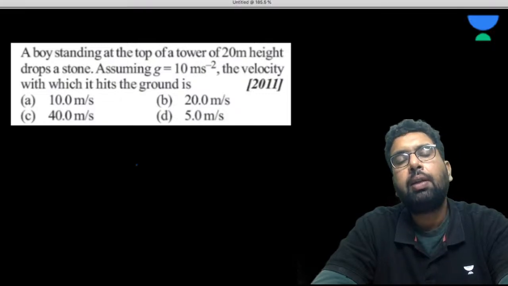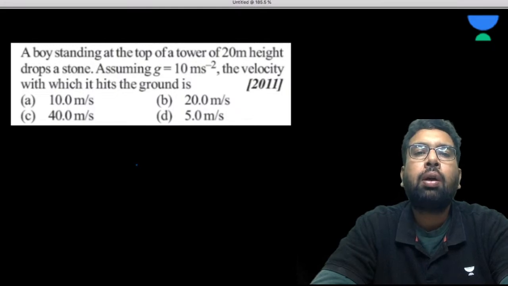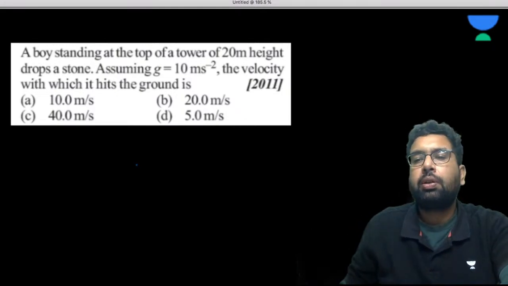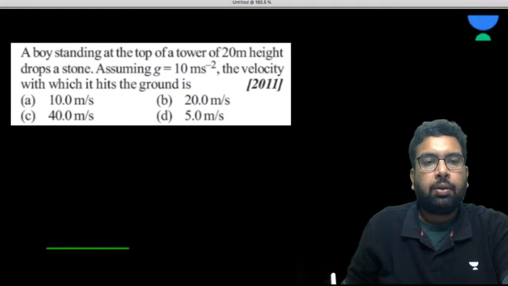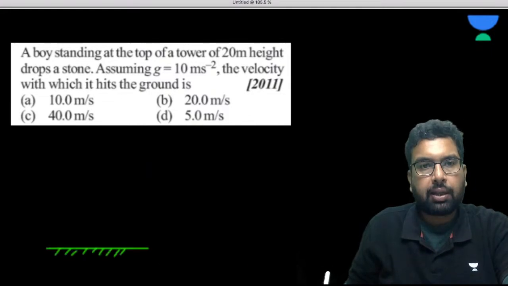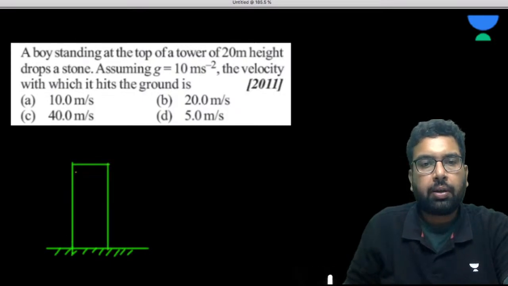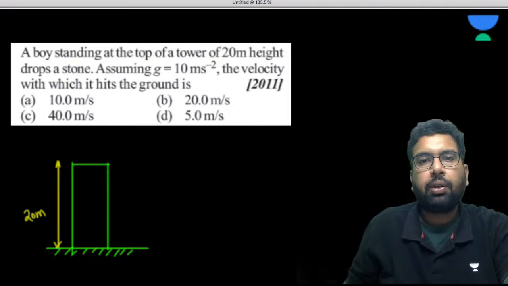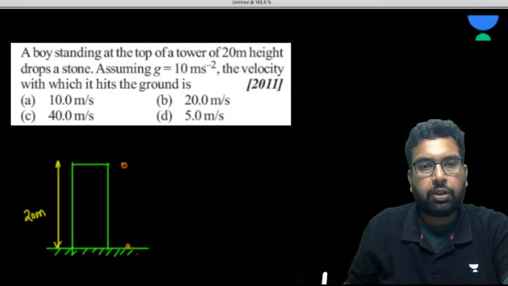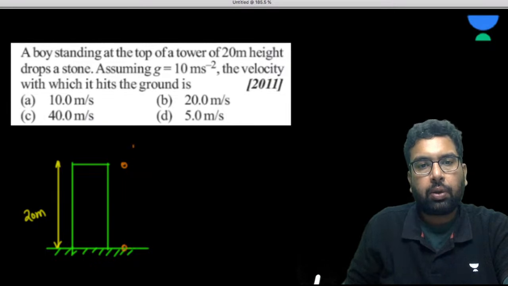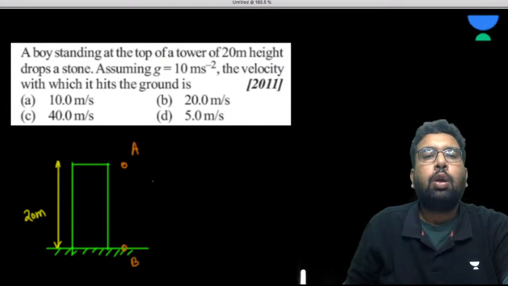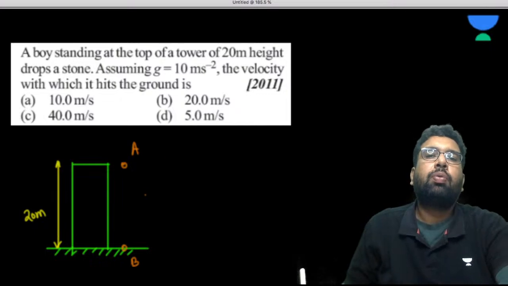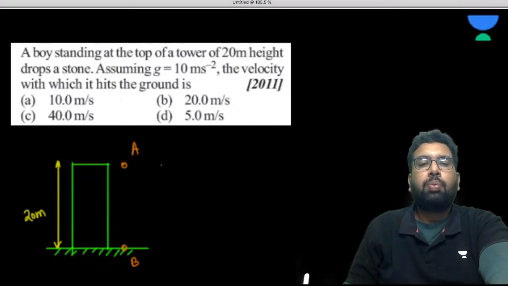Let me do it. It says a boy is standing at the top of a tower of 20-meter height and drops a stone. So there is a boy who stands at the top of the tower, which is 20 meters high, and he drops a stone. When he drops the stone, obviously it is going to reach the ground. So this is going to be A, this is going to be B.